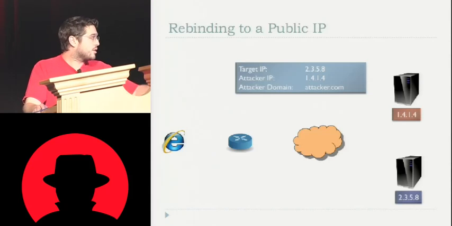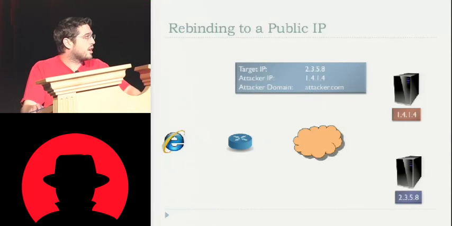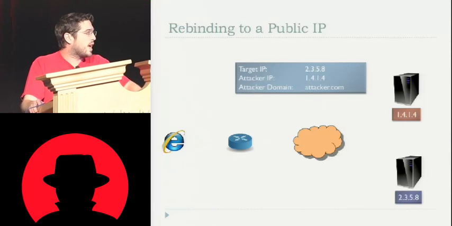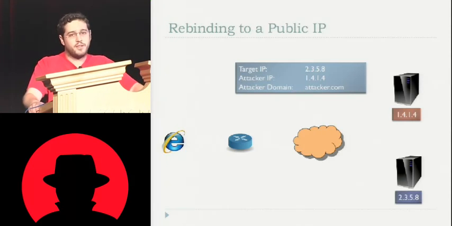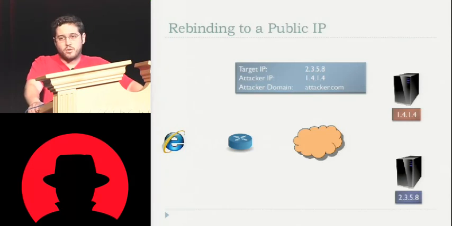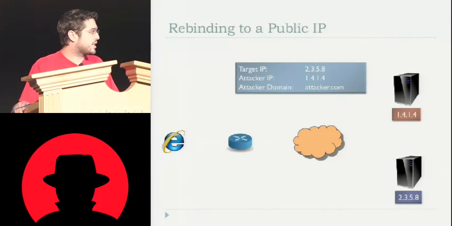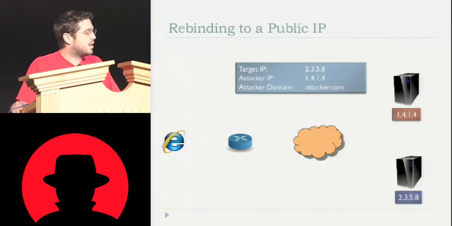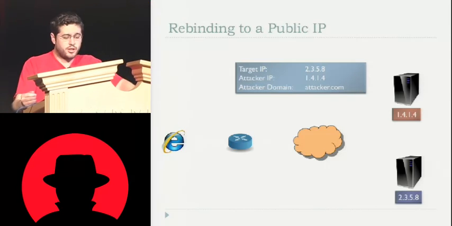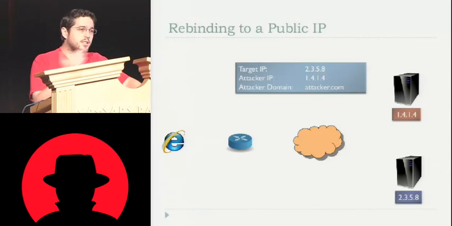So you've got your attacker out there with an IP address of 1.4.1.4, and he wants to send some malicious content to the web server on 2.3.5.8. Now, he doesn't want his IP address showing up in the logs for whatever reason. So he's going to proxy his requests through this client who's feeling very safe sitting behind his router. So the attacker registers the domain name attacker.com, and he convinces this client to browse out to attacker.com.